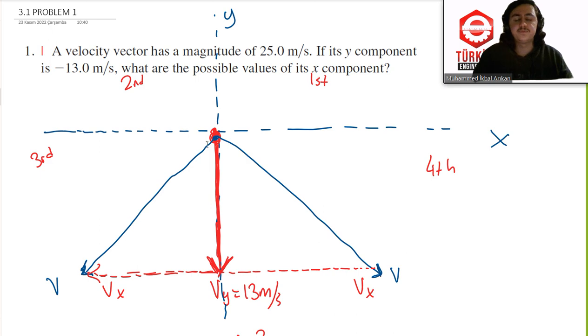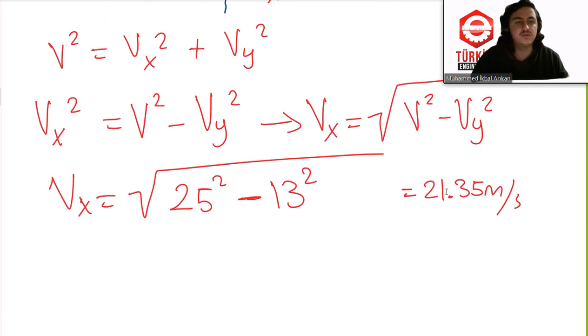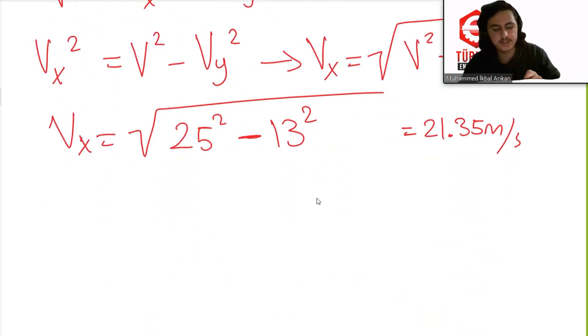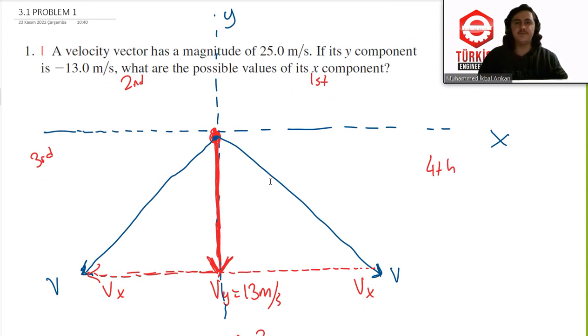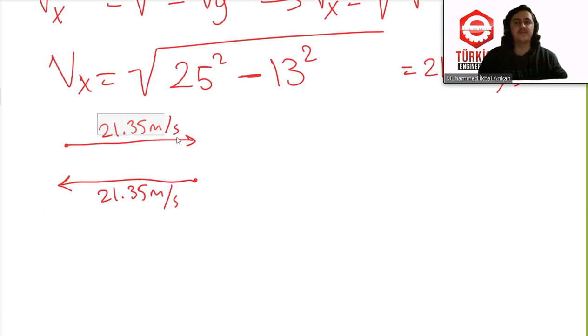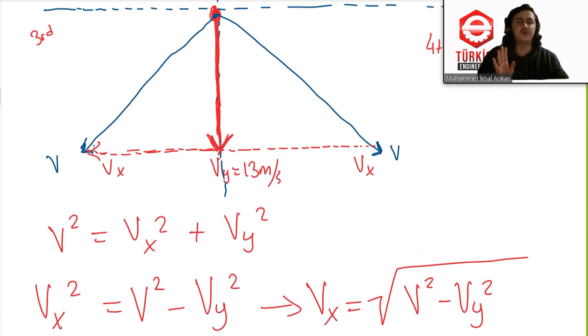What about the directions? So I said this is the magnitude, right? So Vx can have just two possibilities. It can be this way, or the other possibility, it can be in the opposite direction. So these are the only possibilities. And the magnitude will be just one. I have only one possibility. It cannot be bigger or smaller than this one, but it can be in the positive or the minus direction. But the magnitude will be the same for both cases.